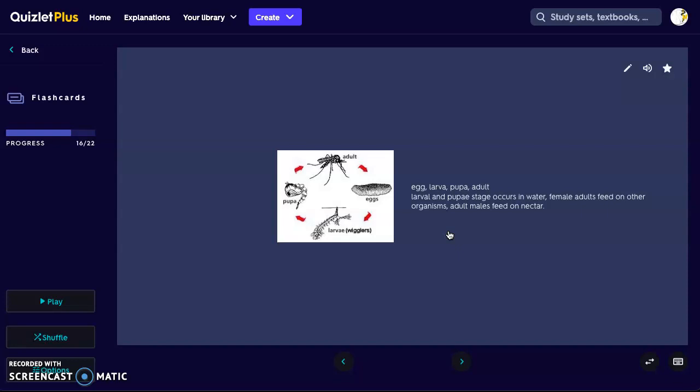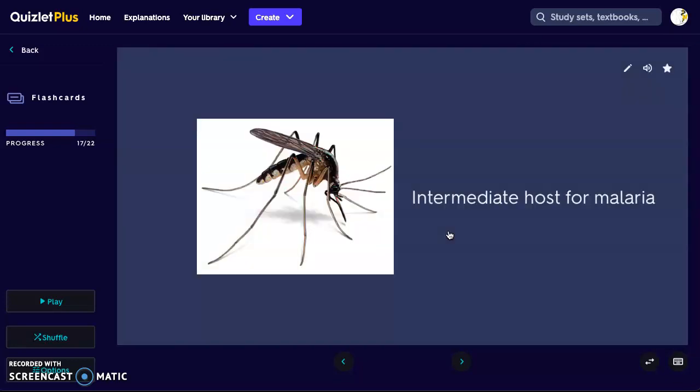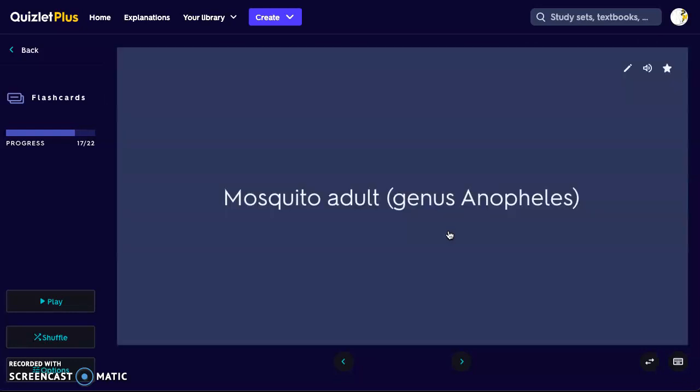Another interesting thing to note is that the females are actually the ones that are the parasites. The females need a blood meal so they can support the development of the eggs. The males actually feed on nectar. So male mosquitoes are not harmful or dangerous to us. It's the females that rely on that high protein meal of our blood to be able to support the next generation of mosquitoes.